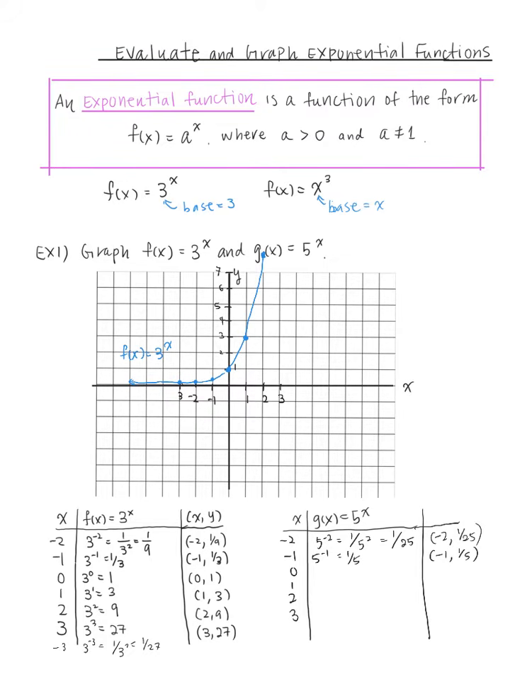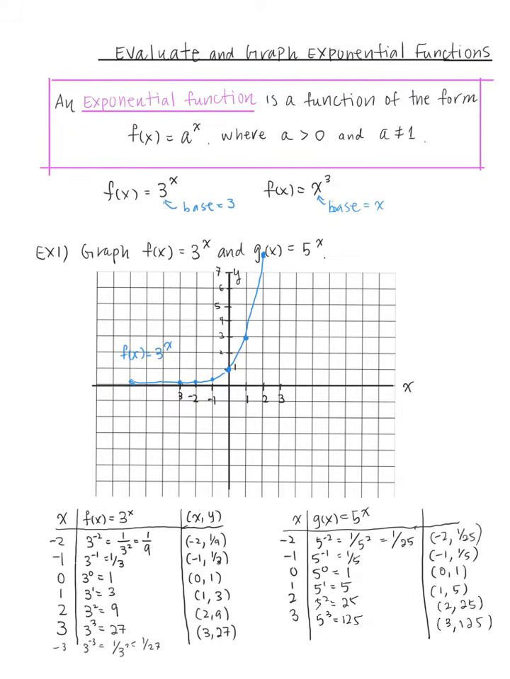Now when x is 0, 5 to the 0 is 1. So here you're going to have 0 comma 1. When x is 1, that's just going to be 5, so you get 1 comma 5. When x equals 2, 5 squared is 25, so you're going to have 2 comma 25. And when x is 3, we have 5 to the third, which is 5 times 5 times 5. What is that? 125? Goodness. So here you're going to have 3 comma 125.